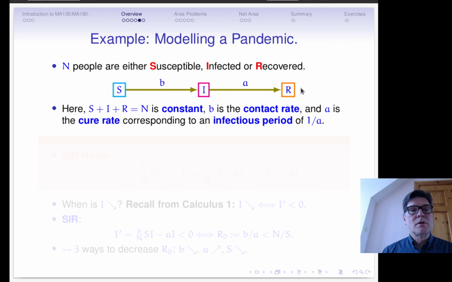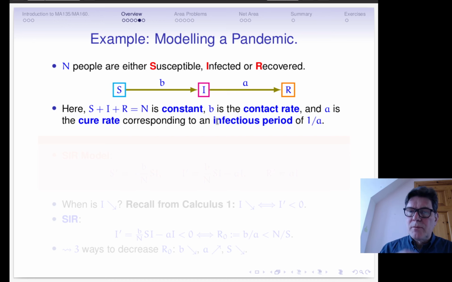So here in this model, the sum of these three numbers, S, I, and R, is always N, the total size of the population. The sum is constant. The contact rate B describes the transition from susceptible into the infected group, and the cure rate A describes the transition from the infected group into the recovered group, and it's somehow inversely proportional to the length of the infection, the infectious period.